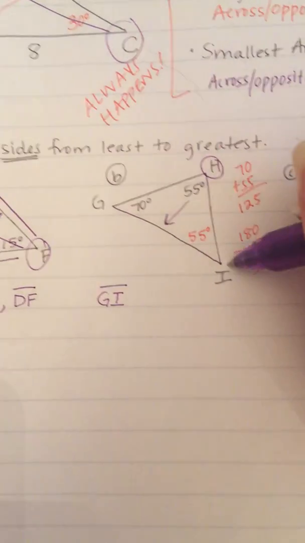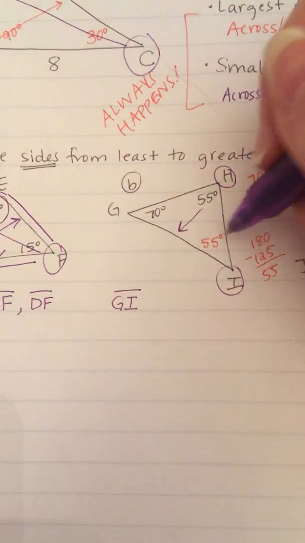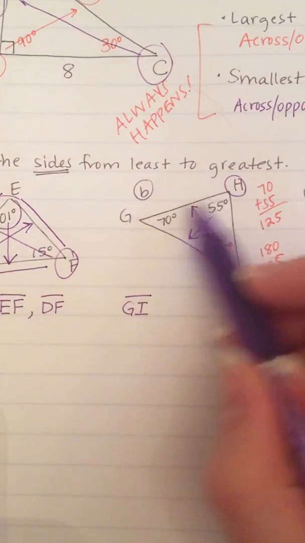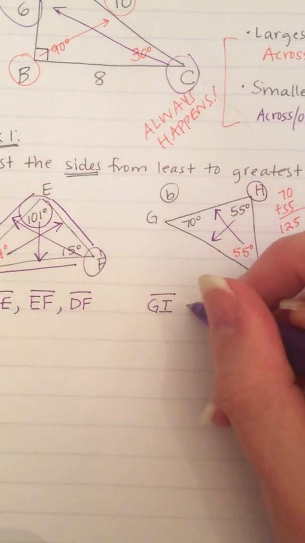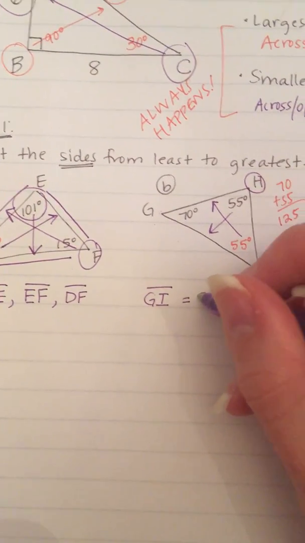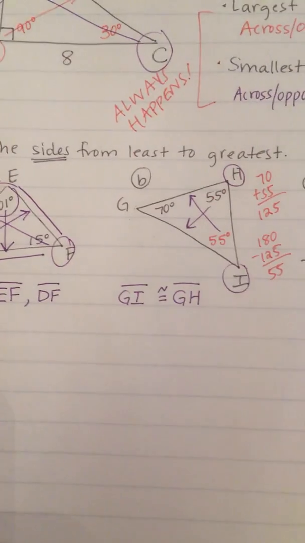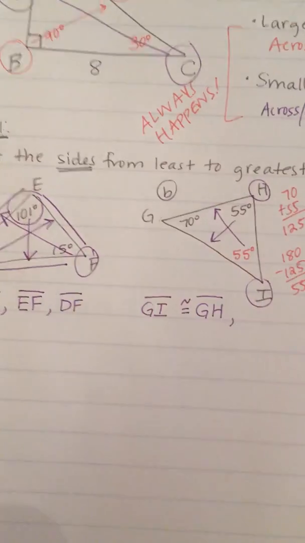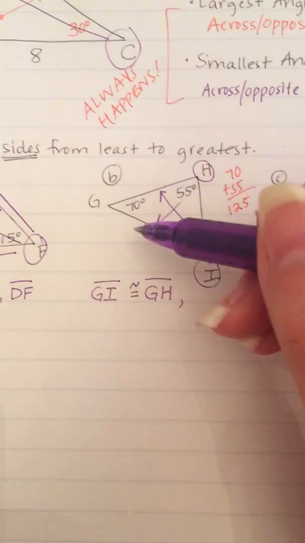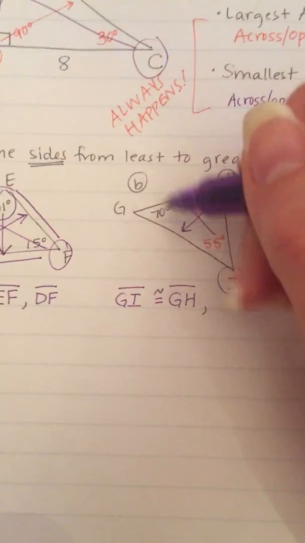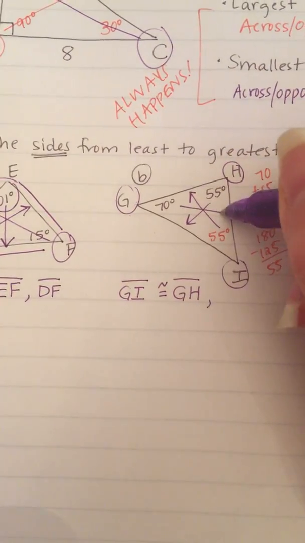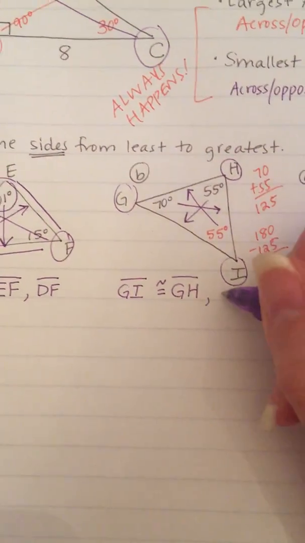And then what's across from angle I? Side GH. I'm going to put that these are equal to each other. Actually, I should use congruent. They're both the smallest sides, and then the largest side is across from angle G, which is HI.